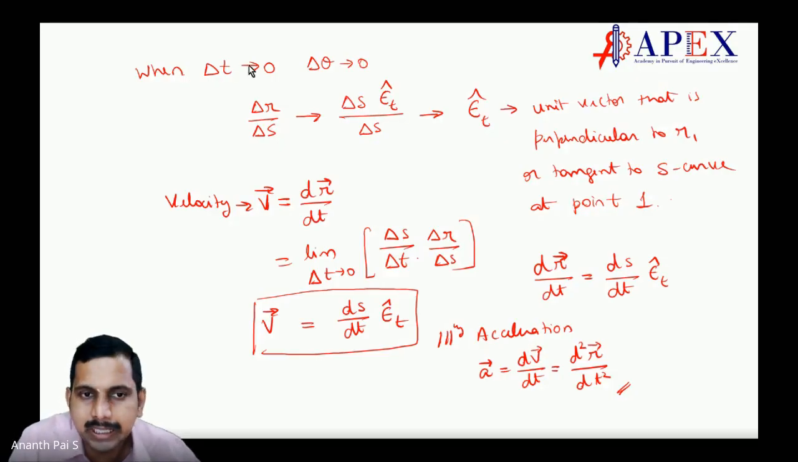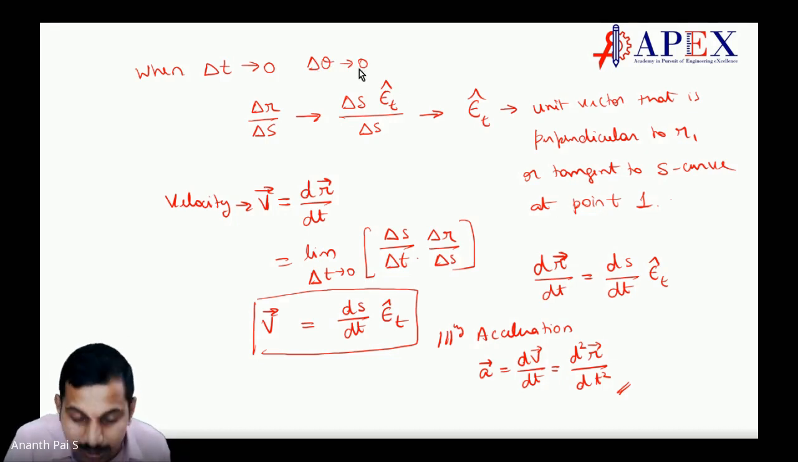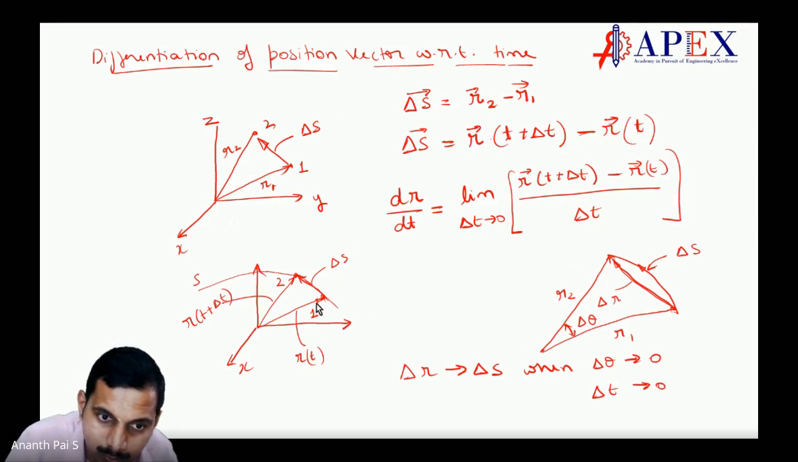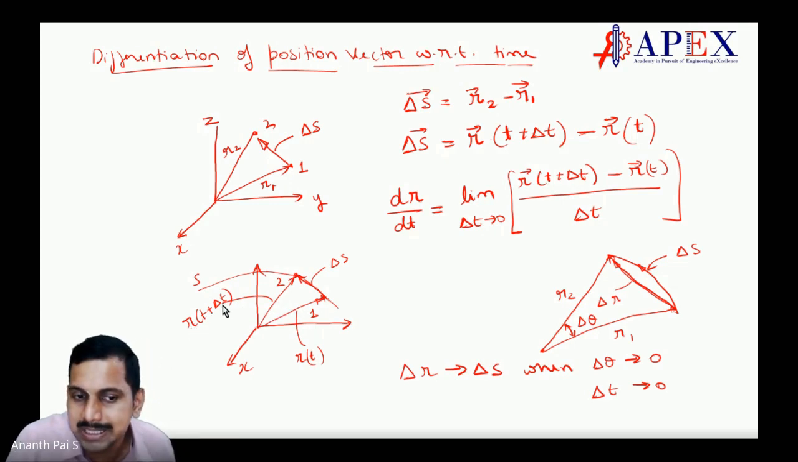Sir, can you please explain this from this one? When delta t tends to 0 and theta. See, when delta t tending to 0, theta tends to 0, correct? Because the particle over here is moving along s trajectory, correct? So when delta t tends to 0, r of t plus delta t tends to r of t, correct?